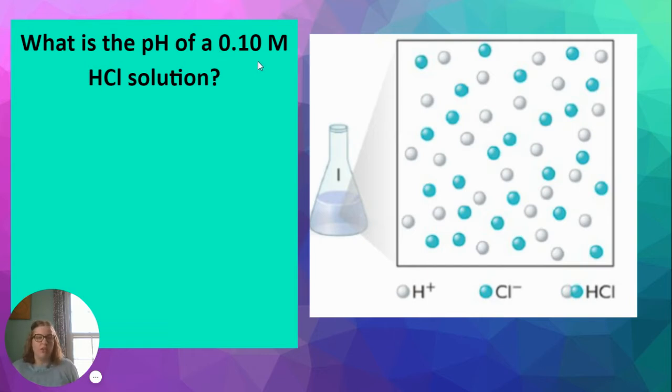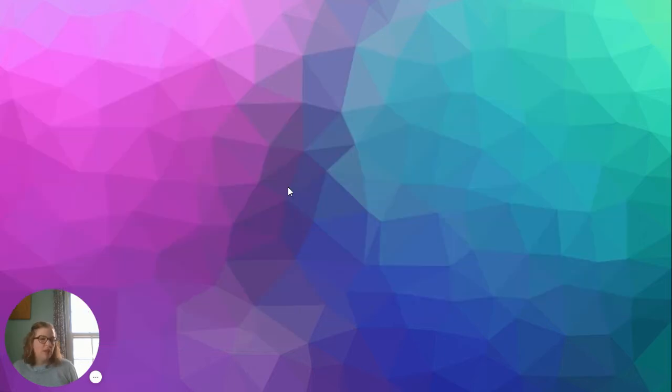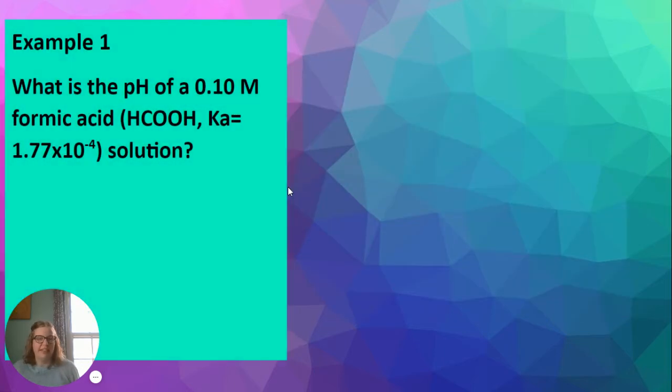The calculation, honestly, you should probably be able to do without a calculator. If I have a 0.1 molar solution and I take the negative log of that, I get a pH of 1. Remember, it's 1 times 10 to the negative first power, so the pH is 1. It should be pretty straightforward, right? Hopefully nothing too crazy there.